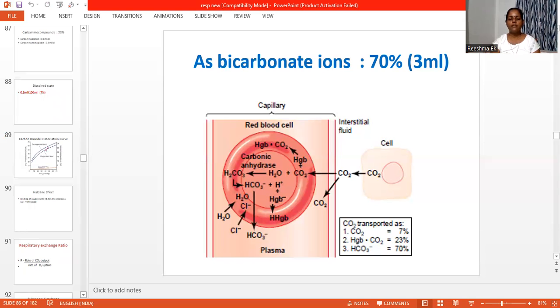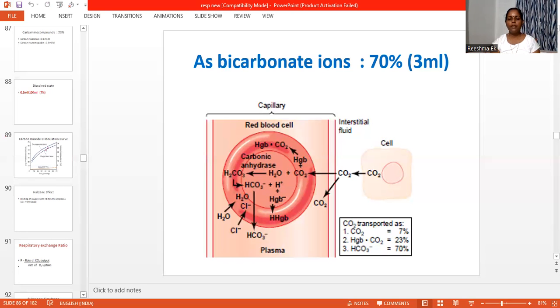So Cl minus ions shift back into the RBC of pulmonary capillary blood. This process is known as reverse chloride shift. And the HCO3 minus ions combine with H plus ions there. The H plus ions are coming from the HHb that is present. The HHb splits into H plus ions and hemoglobin.